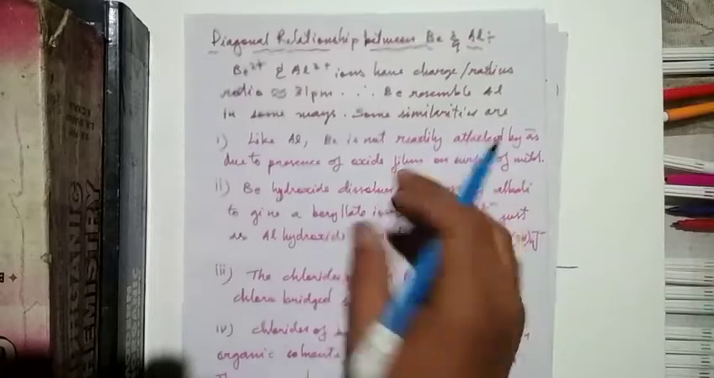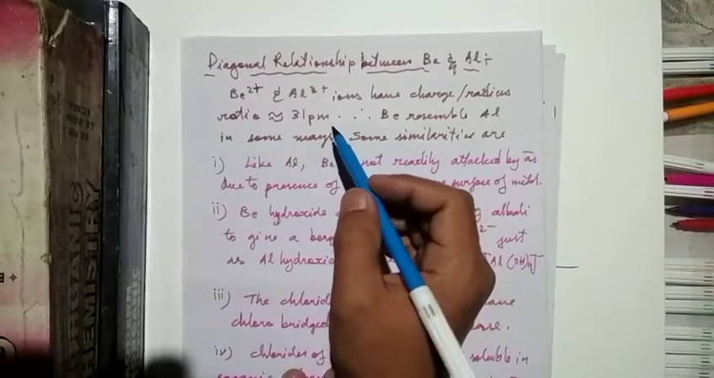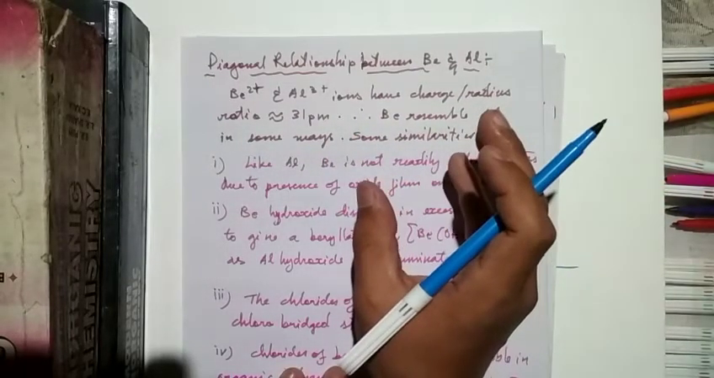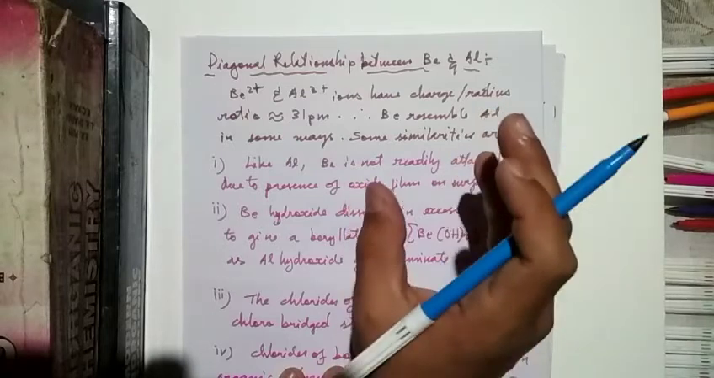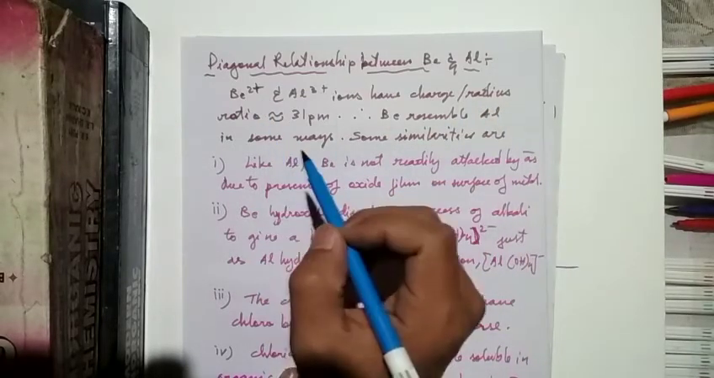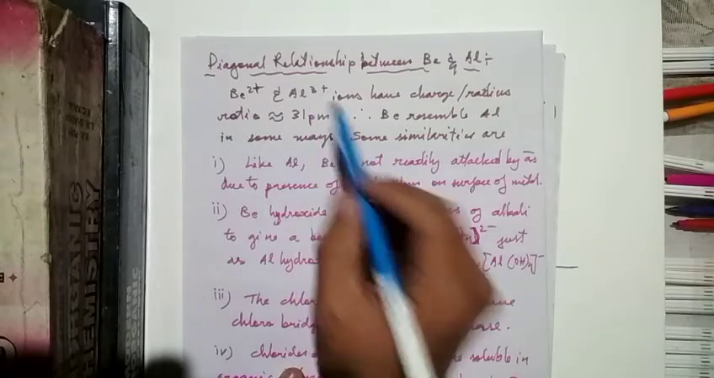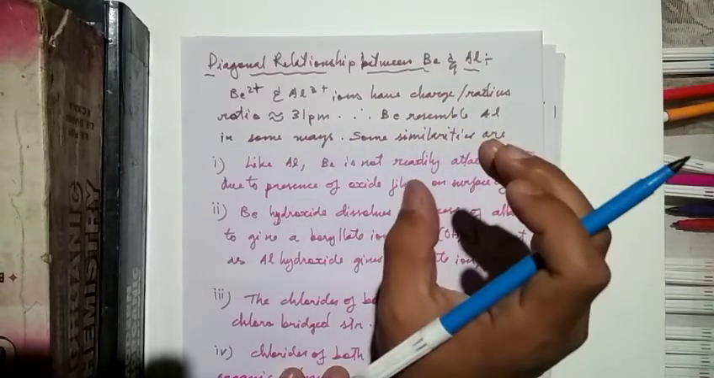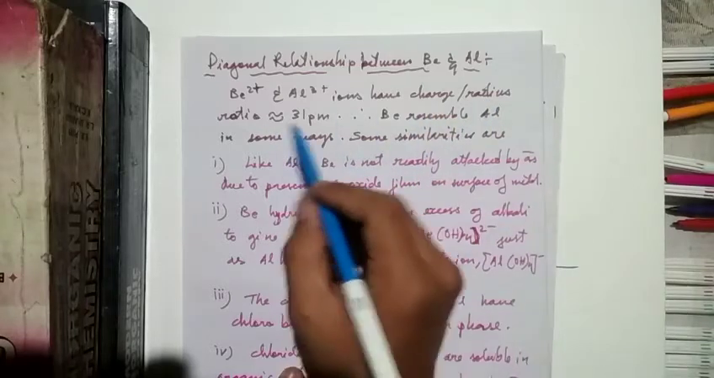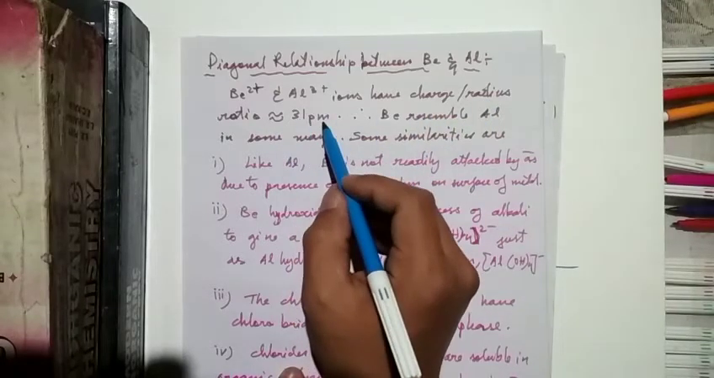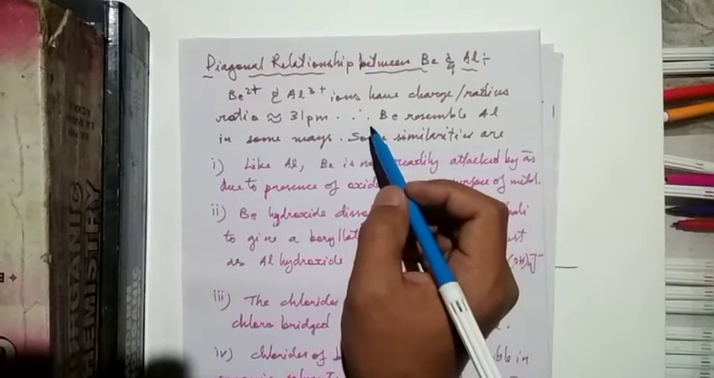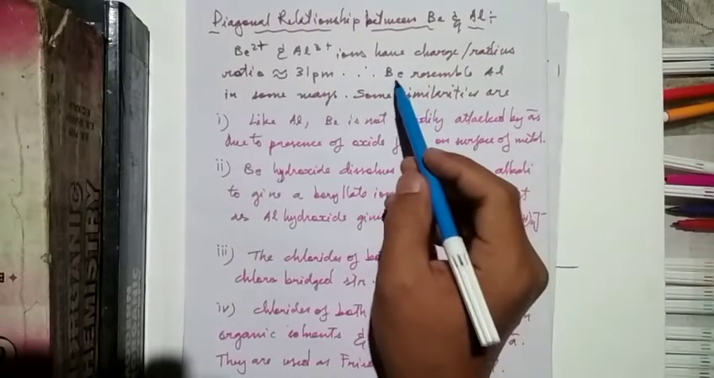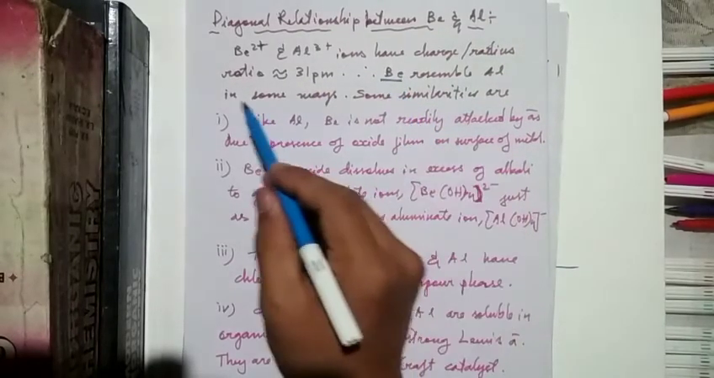Why they show this diagonal relationship is because of their size, because of the size of the ions. Be2+ ions and Al3+ ions have a similar, or almost the same, charge to radius ratio of 31 picometer. So that is the reason why beryllium resembles aluminum in some ways.